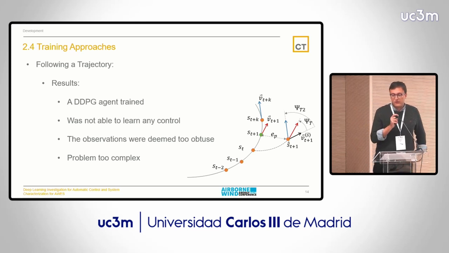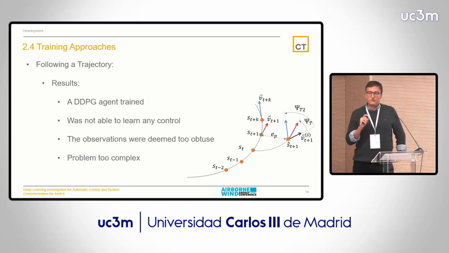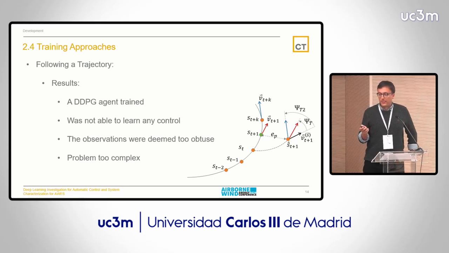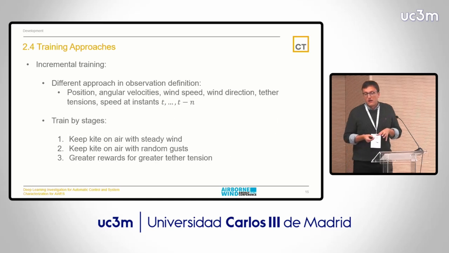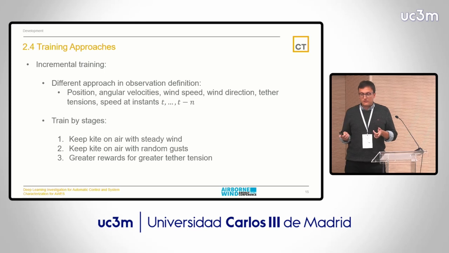We thought that maybe the observations were too obtuse for an agent to infer the behavior of the system. And given that the dynamics of the system are very quick, this was maybe too complex as a starting point. So we took a step back and thought about a different angle.